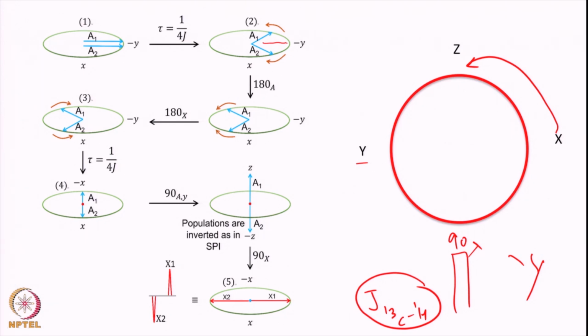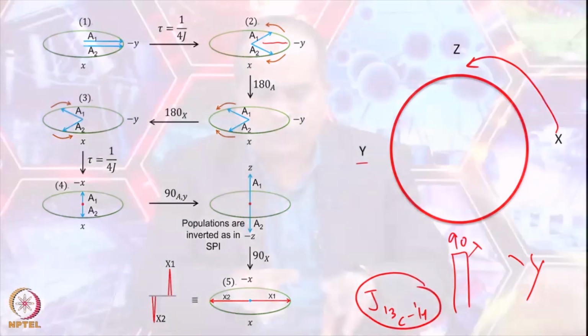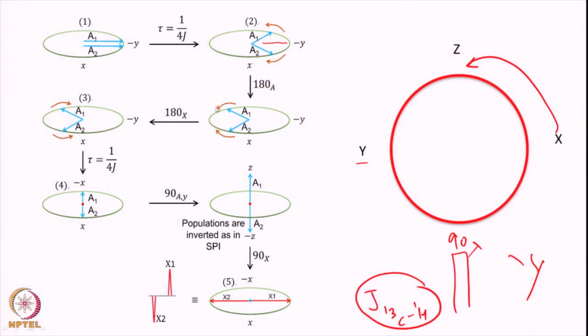Then we apply a 180-degree pulse on A and a 180-degree pulse on X. Let us look at what is happening here. We applied a 180-degree x pulse on A, and a 180-degree pulse creates inversion. These two were moving like this, now it creates inversion, so they move like this, and that is what is shown. Now they change direction and come along the plus y direction.